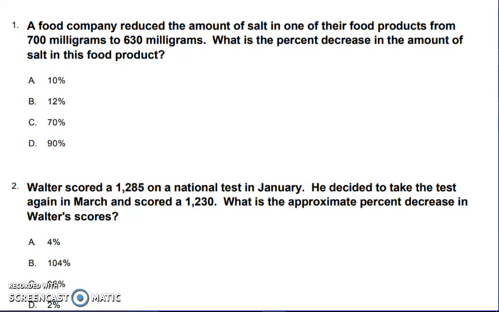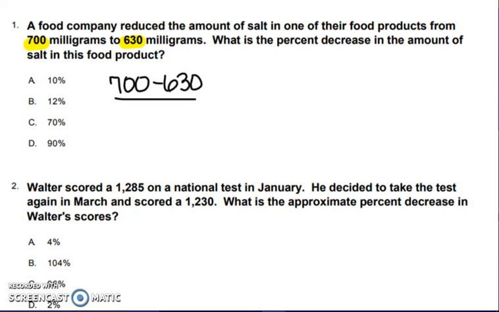Well, the first thing I want to take a look at is my two numbers that we're talking about here. And we're talking about the amount of salt. Well, it looks like we went from 700 to 630. So when I create my proportion, the one thing that I like to do in the numerator is to take the highest number of the two and subtract the smallest. Then in my denominator, I want to put the original number that we had.